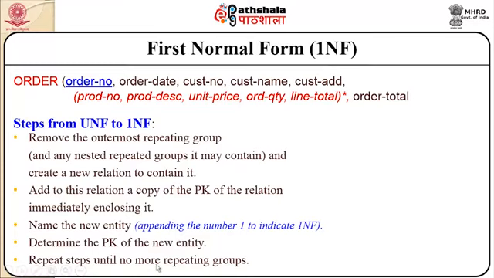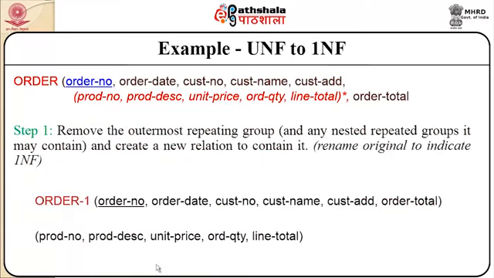Repeat these steps until no more repeating groups are available. So, after performing the first normal form, we make sure that there are no more repeating groups available, and we may not have to check for repeating groups any more. We will go back to the actual relation that we have considered, where we have highlighted the repeating ones with a star. Now, we apply the first step: remove the outermost repeating group and any nested repeated groups that it may contain, and create a new relation to contain it.